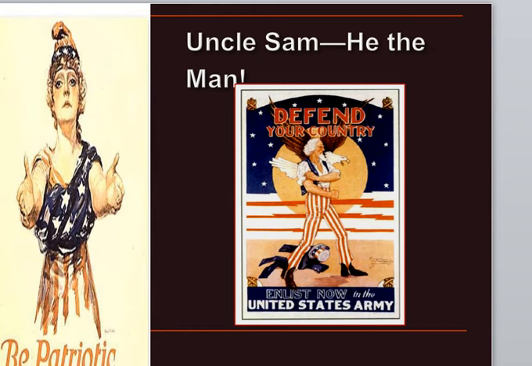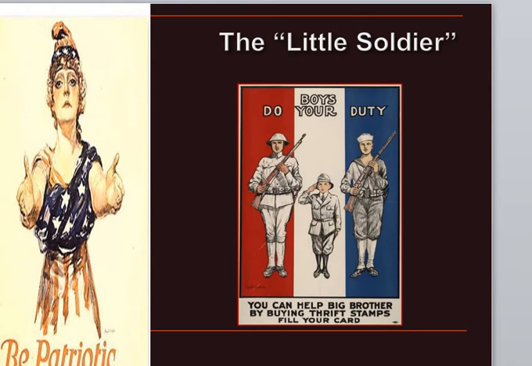Here are some other examples of propaganda, including this one right here. But Uncle Sam, he's the man. So Uncle Sam's pulling up his sleeves. He's got an eagle by his shoulder over there. He's taking off his jacket and his hat, and he's ready to fight, right? A lot of the CPI worked towards raising money for the war. There were lots of bonds and trading stamps even to raise money for this war. The little soldier says you can help Big Brother by buying thrift stamps.